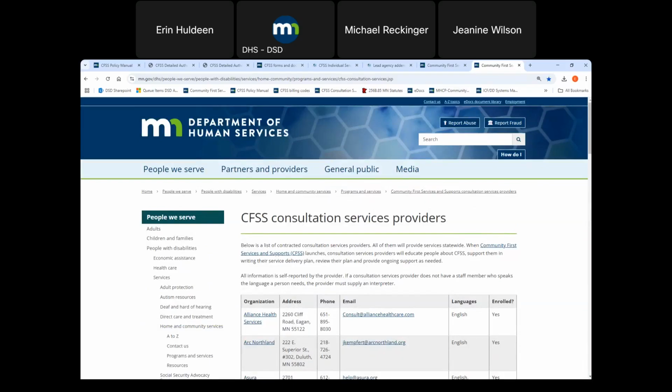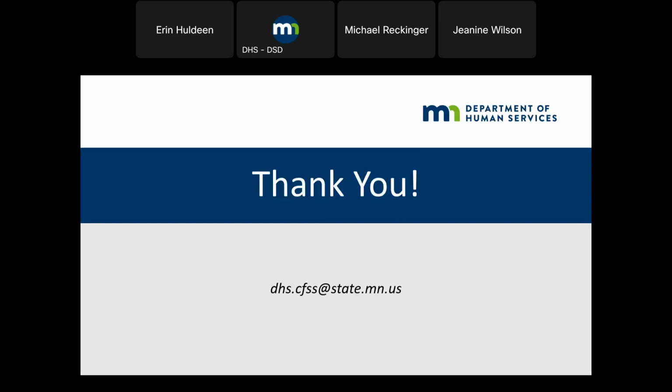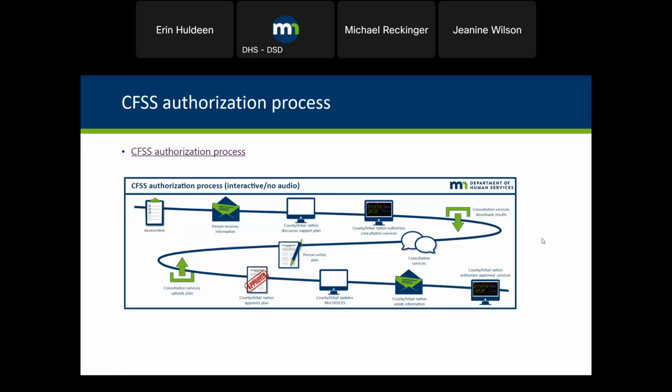Someone asked a question as the CFSS provider. You do not need to do anything regarding the process that we reviewed at the very beginning of the presentation, this authorization process. There is nothing that you need to do regarding this process. We just wanted to show you what that looked like from start to finish, of what the person's working on before it comes to you as their chosen CFSS provider agency.